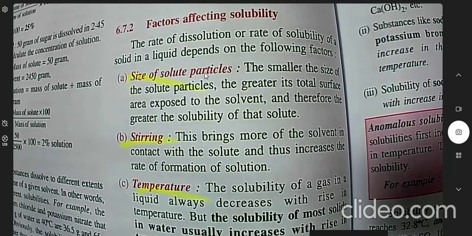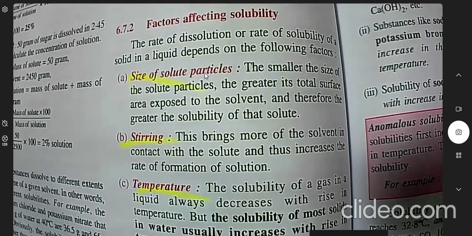Stirring: if you increase the stirring, that would also increase the rate of solubility because there's more contact. And then the third is you increase the temperature. Most of the solids usually increase with rise in temperature, but some also decrease. Gases decrease with rise in temperature, but solids increase.